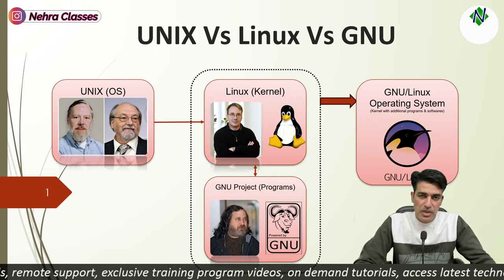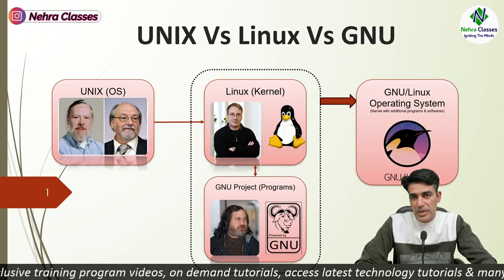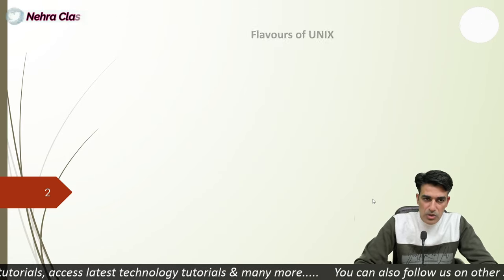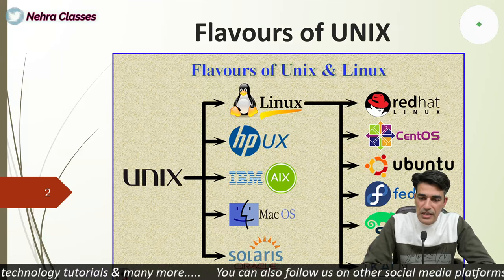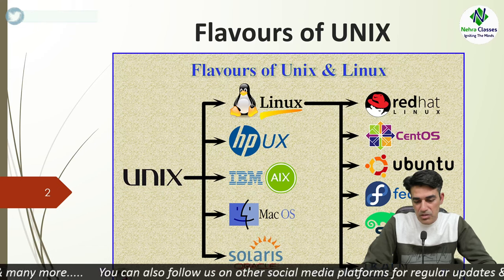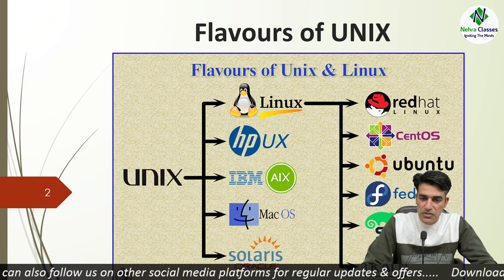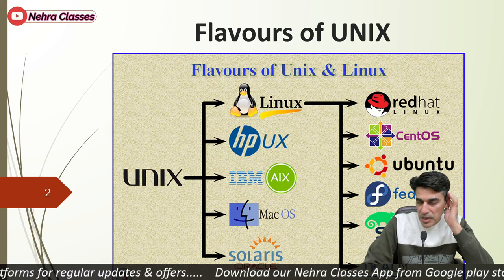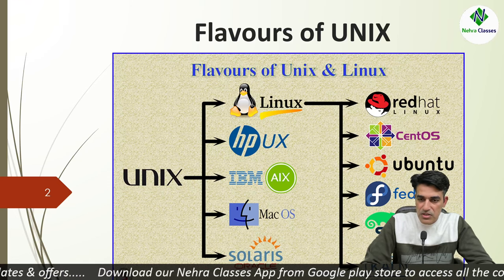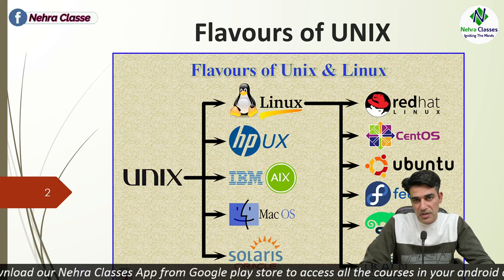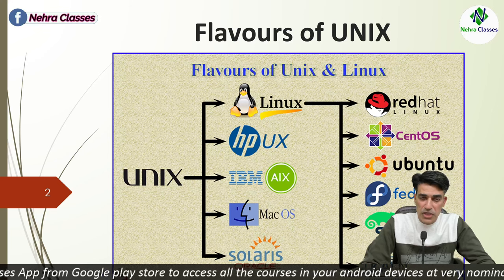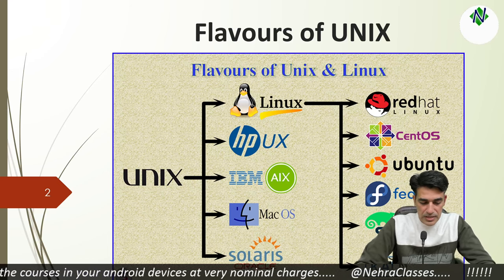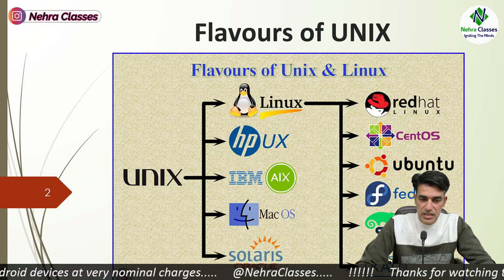And after that, many communities came up who started developing their own flavors. So if I talk about the flavors of Unix, there you can find HP Unix, IBM AIX, Macintosh, Sun Solaris. And if I talk about the flavors of Linux, there you can find Red Hat, CentOS, Fedora, Ubuntu, OpenSUSE, and there are many more. So all of these are the flavors of Linux. And nowadays more than 100 flavors are available in the market. Even the Android mobile phones that we are using nowadays are based on the Linux kernel. So this was the development and the comparison of Unix with Linux and GNU.